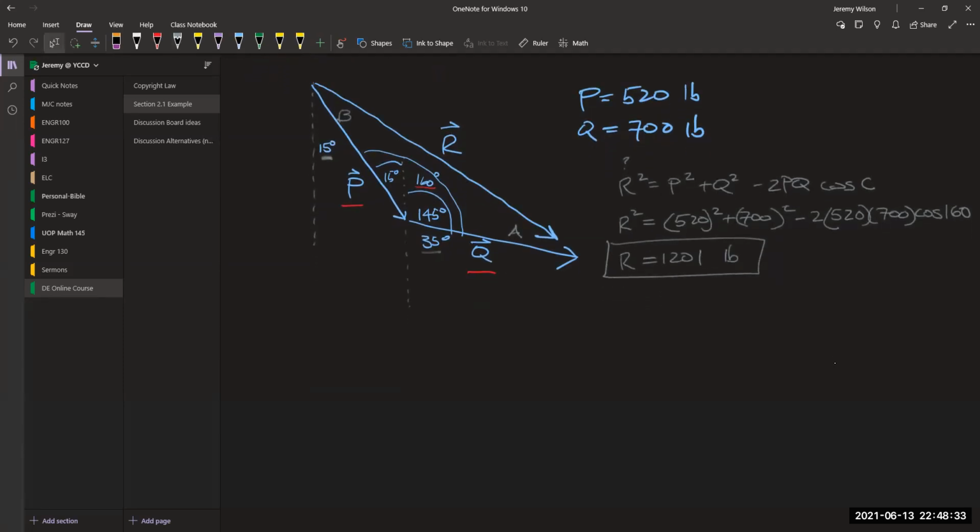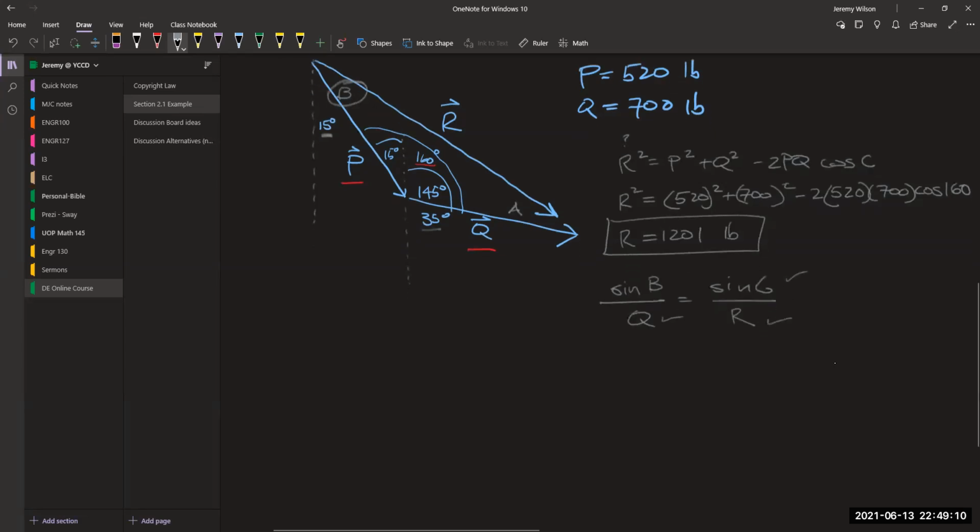So let's continue on and do that. We're going to use the law of sines to help us with that. I'm going to point out that sine of the angle B over the magnitude of Q is equal to the sine of angle C over the resultant magnitude R. And if you look at what we have here, we know what sine of C is. We know what R is now. We know what Q is. And we can find angle B. What good does that do us? Well, if we know angle B, then we can add it to 15 and know what the direction of R is with respect to vertical. So let's go ahead and do that.